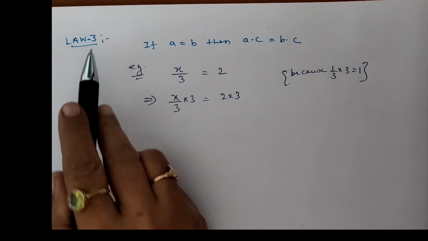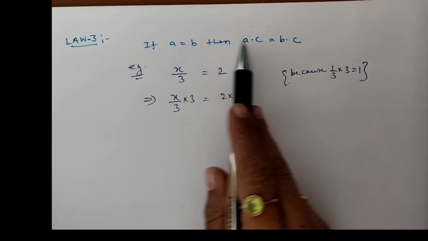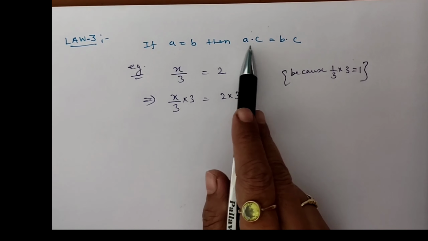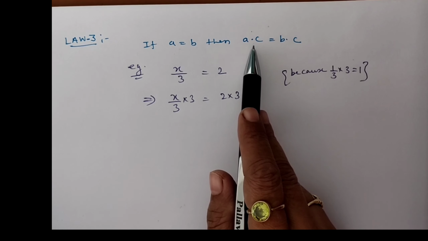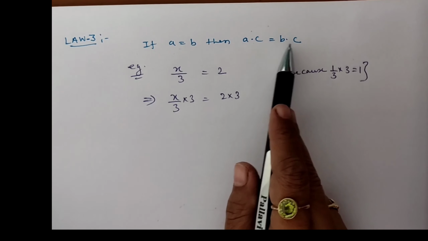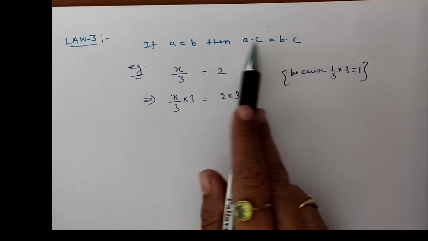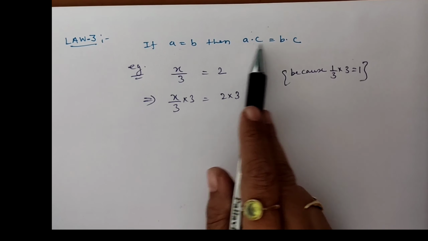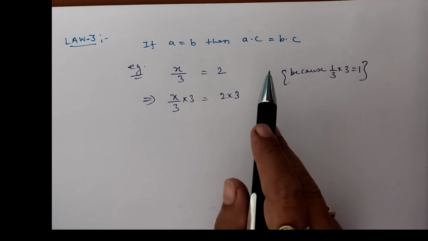Now law 3: if A is equal to B is a linear equation and you are multiplying with the same quantity. Earlier we discussed that if we are adding or subtracting, the linear equation remains the same, and now if we are multiplying both sides with the same quantity, then also this equation will remain the same and we can find the solution of this linear equation.